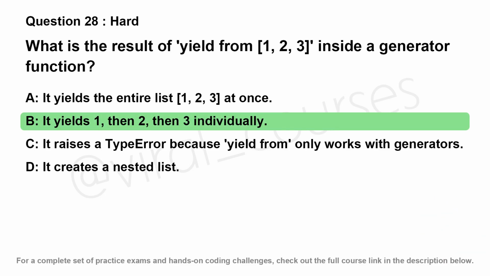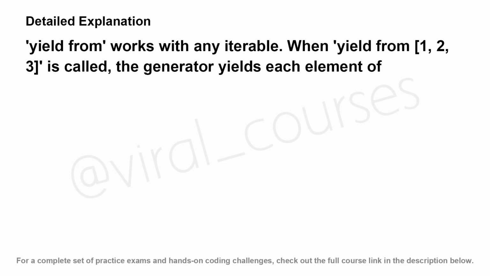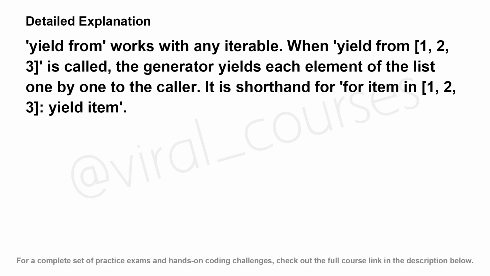The correct answer is B. yield from works with any iterable. When yield from [1, 2, 3] is called, the generator yields each element of the list one by one to the caller. It is shorthand for: for item in [1, 2, 3]: yield item.